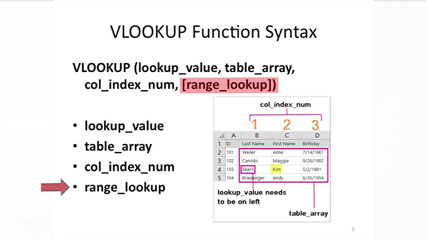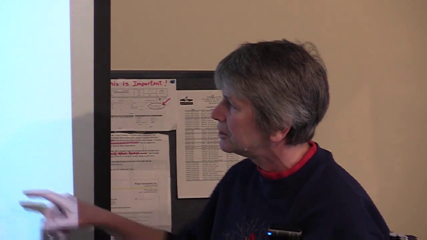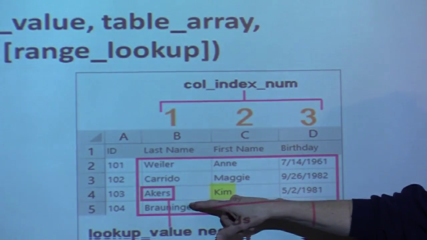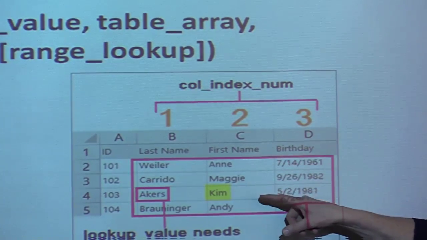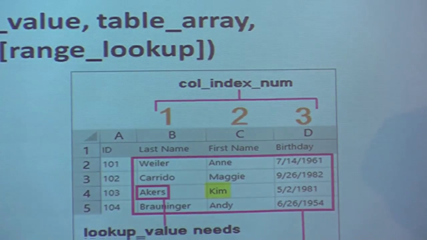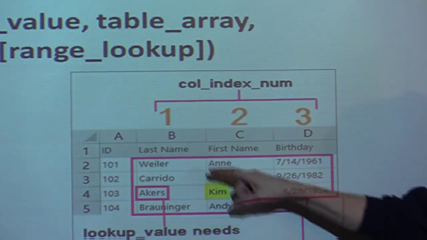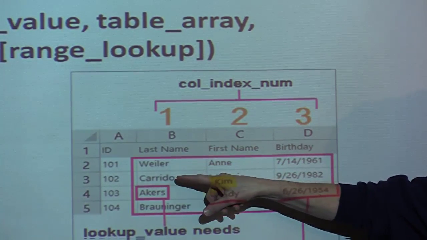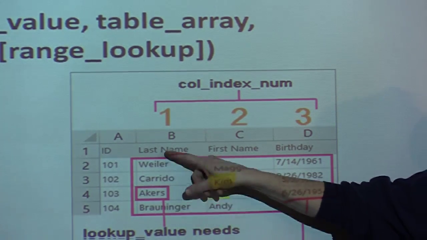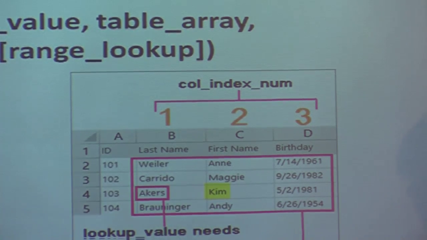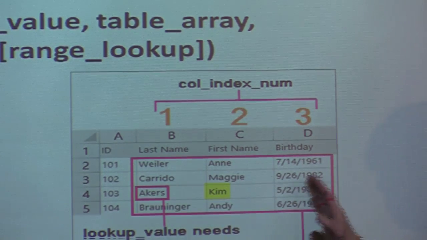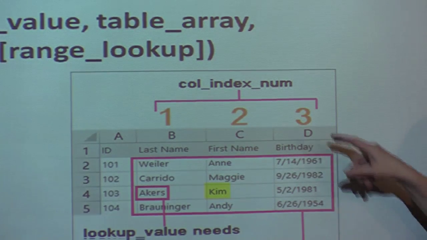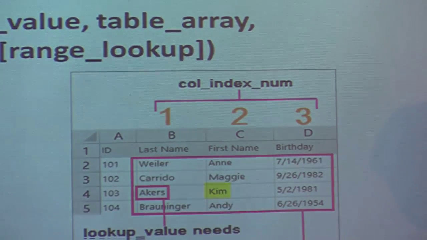But as a quick way to get your reference, here's a spreadsheet. In this case, I've got 4 columns. There's an ID number in column A, the last name in column B, first name in column C, and then a birthday. Okay? So the lookup value, in this case, we would look somebody up by their last name. So last name is going to be something in column B. One of the values in column B. And it has to be in the farthest left column of your array.